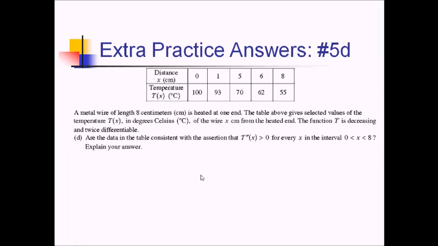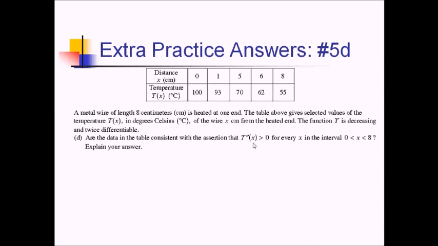For this last part of the problem, are the data in the table consistent with the assertion that T double prime of x is greater than 0 for all x on the interval 0 to 8? Explain your answer. Now this one is actually a pretty tricky one because they're asking about T double prime of x when they've really only given us a little bit of information about T of x.